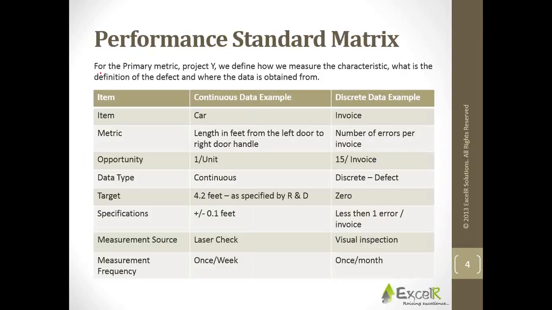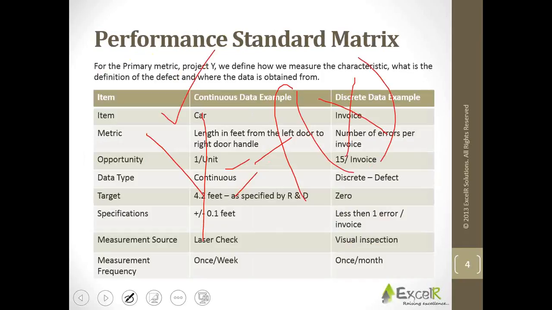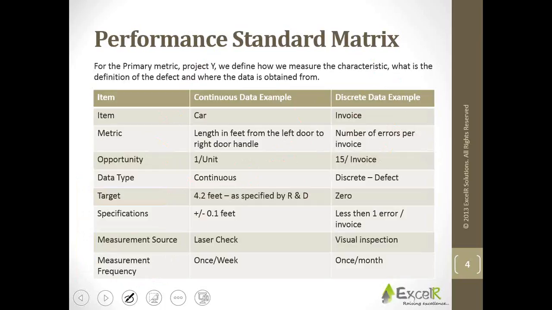Performance standard metric. For the primary metric, that is project Y, we are interested in Y. Y is equal to f of x. In the define phase, we have identified Y. For the primary metric project Y, we define how we measure the characteristic, what is the definition of the defect, and where the data is obtained from. Right, this is a simple table which explains various things. For instance, data type is continuous or discrete.